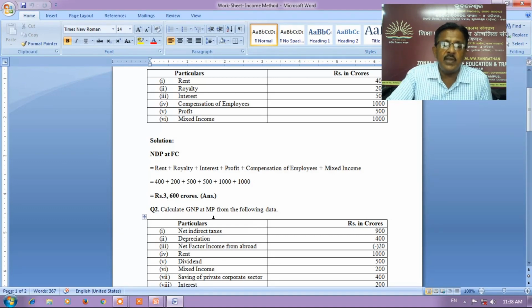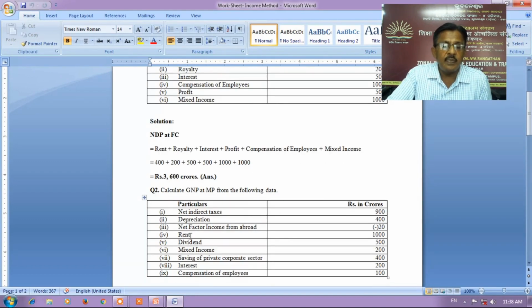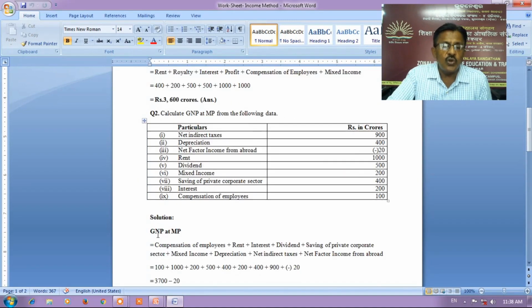Then calculate GNP at market price. So the items and the values are given in rupees crore. So how to find out? As it is the income method, first you locate the income related items. So compensation of employees, then rent, interest is given, then dividend is given, then savings of the private corporate sector. So you see, rent, interest and profit; royalty is not given here in this question. So what is given we have to take. That is, what is the income form?